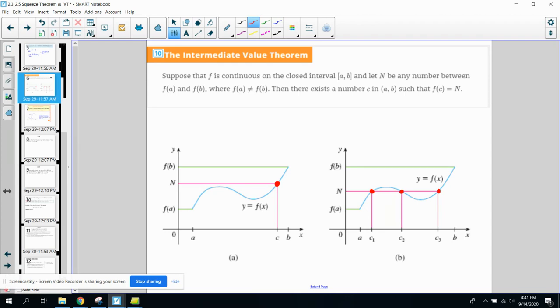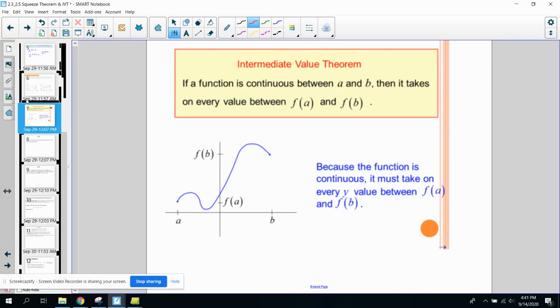So let's look at another definition of it. If a function is continuous between a and b, then it takes on every value between f of a and f of b. Because the function is continuous, like the graph shown here, it takes on every y value between f of a and f of b. So the idea here is that it must be continuous. You must have a continuous function. If it's not continuous, you can't use the intermediate value theorem.